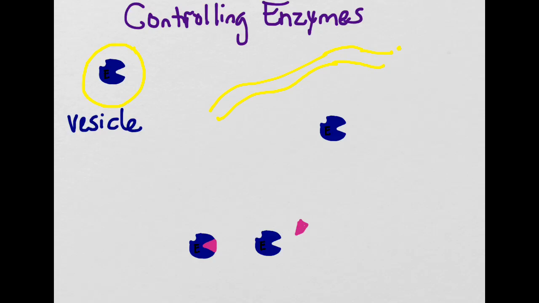Okay, so now we're going to talk about how to control these enzymes. We need to make sure that these enzymes are doing what they're supposed to do, when they're supposed to do it, and where they're supposed to do it. So the first thing that we can do is we can put them in a vesicle. Remember, these enzymes are proteins.